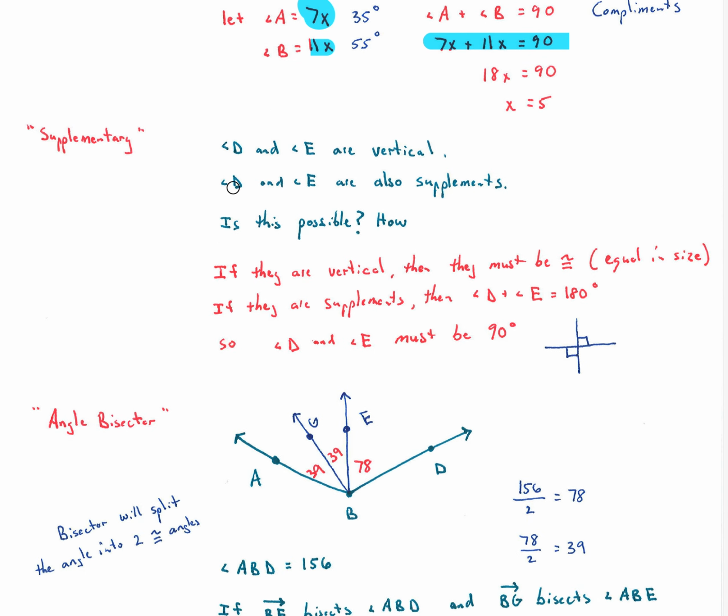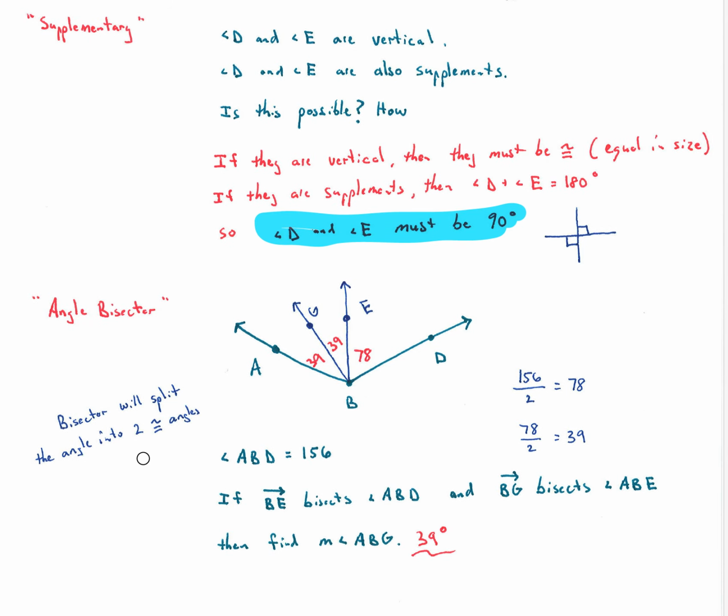Okay, so I give you a whole bunch of stuff here, and I tell you that they're verticals, but I also tell you they're supplements. And it turns out if two angles are vertical and they're supplements, well, the only way that's true is if they're actually both 90 degrees, because we know they have to add up to 180, but they also have to be equal. So that means they both have to be 90.